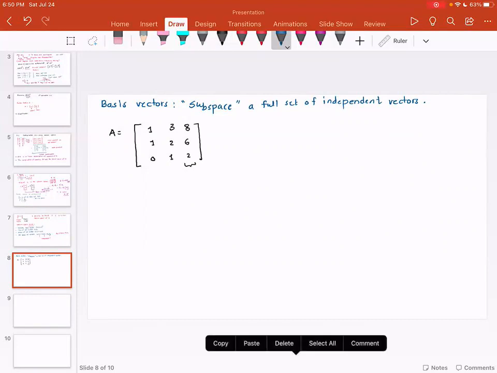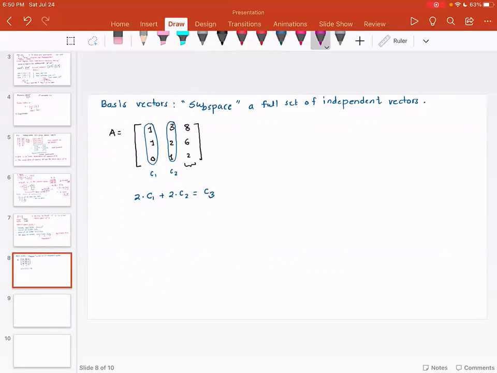Why is it not independent? Because if you look at the first column, C1, and the second column, C2, if I were to do 2 times C1 plus 2 times C2, I get C3. So in other words, the third column can be written as a combination of the first two columns.